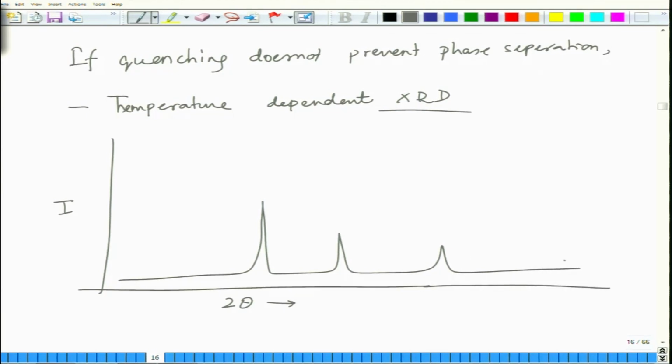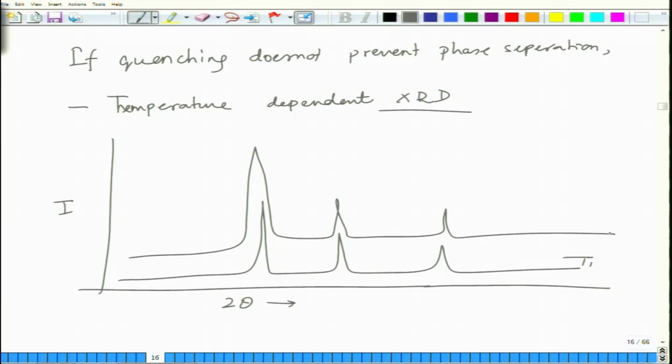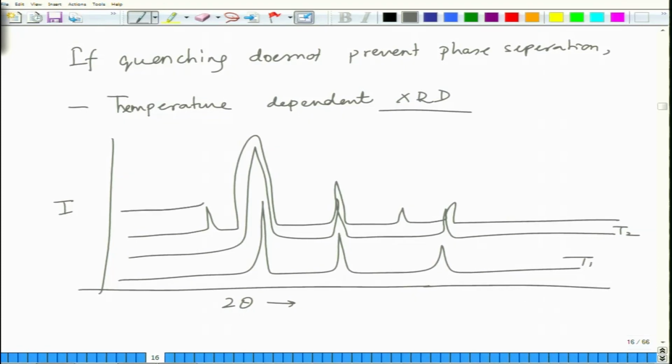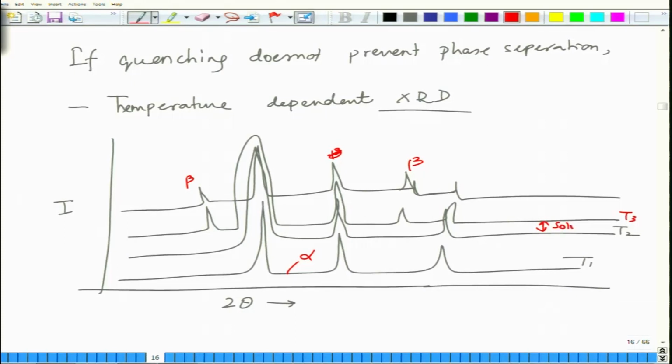Okay, this is at T1, then at T2 it also shows a similar sort of pattern, but at T3 it starts showing some other peaks. And then at T4 again you will have, so basically this phase, let's say, is alpha phase, and then you start seeing the peaks of beta phase. So this is how you see the appearance of new peaks in the X-ray diffraction pattern as the phase transformation happens. Somewhere between T2 and T3 you will have the solvus, and this is in solid state. So temperature dependent XRD in the solid state is used to determine the solvus line.